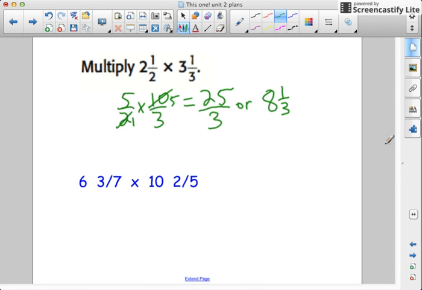Okay, the bottom here, 6 3/7 times 10 2/5. So if I change those to improper fractions, it gives me 45 over 7 times 52 over 5. And I can't cancel anything. This gives me 468 over 7.